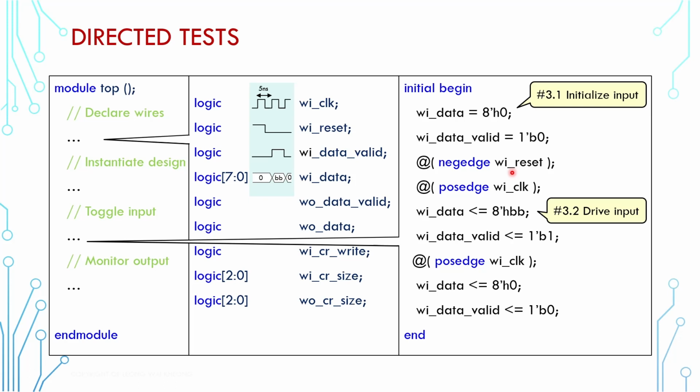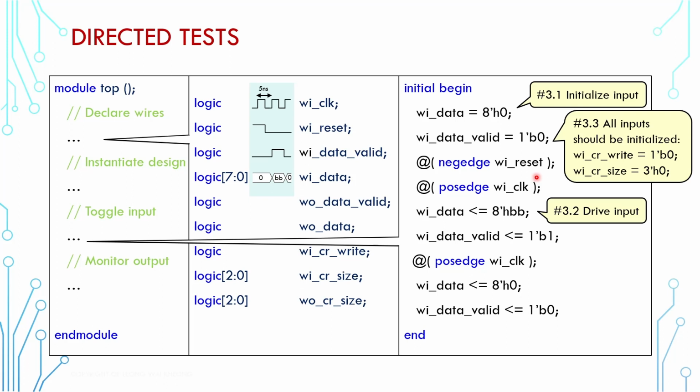Another similar problem is that this code handles only the data. It does not handle the register programming. Even though we want to use the default value, we must still drive all control inputs. In this case, we need to drive CRWrite to 0, so that we are not changing conversion size. Else the conversion size may become X and it will impact data conversion.